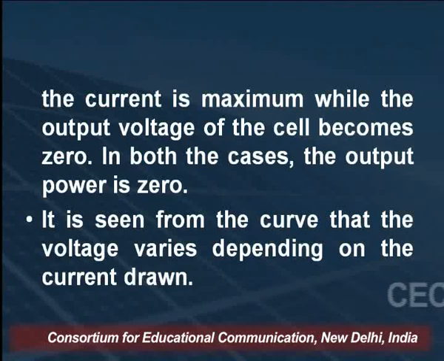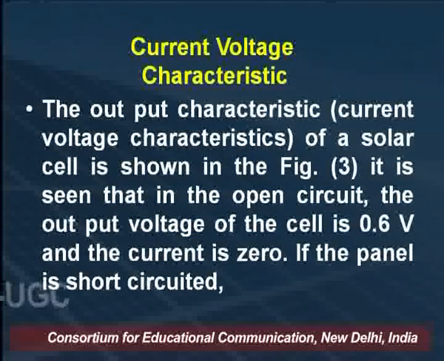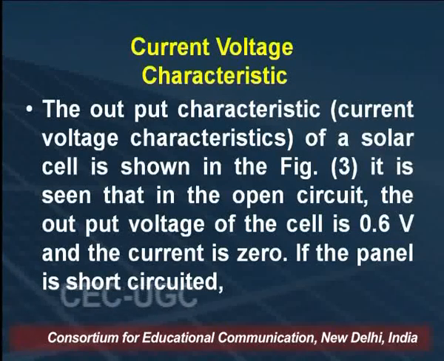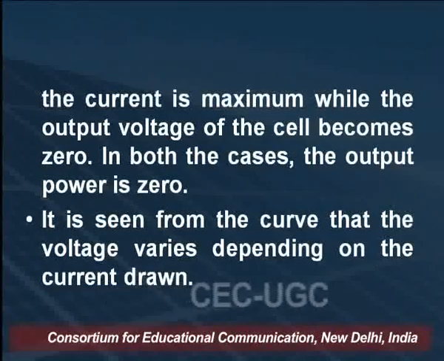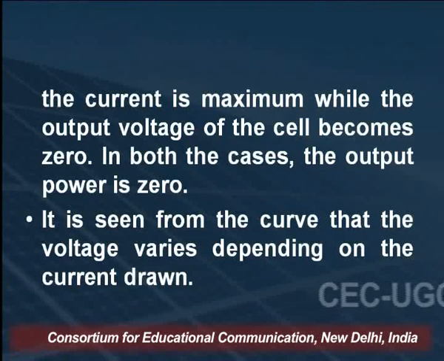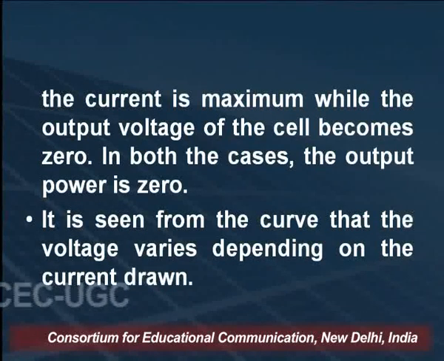So when the voltage is maximum, the current is 0. When the current is maximum, then voltage is 0. It is seen from the curve that the voltage varies depending on the current drawn. So what is the procedure to get the current-voltage characteristics?